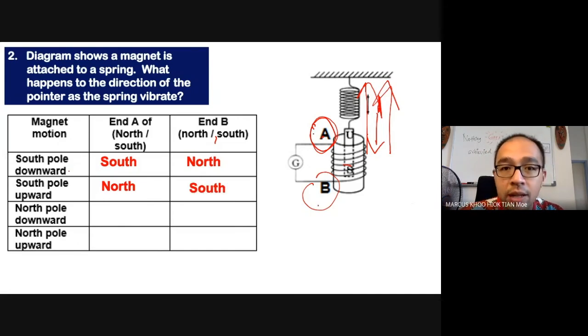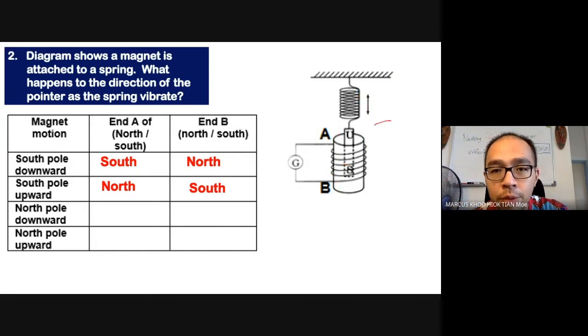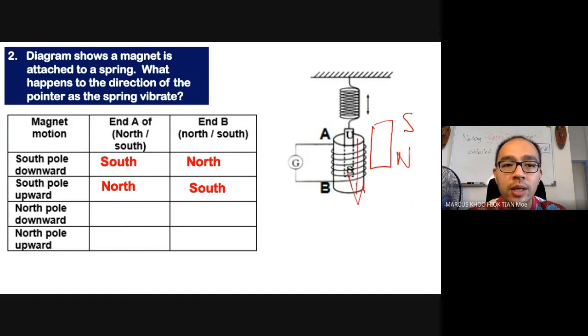And we find that when you flip it the other way, now I'm putting the magnet this way. This is north, this is south. I'm pushing the north inwards. What is going to happen to this side? This side will become north, because it wants to oppose. North, don't come in, don't come in. And then B will become south.